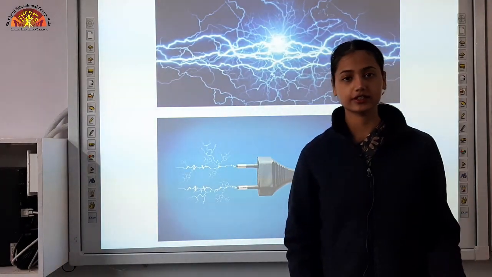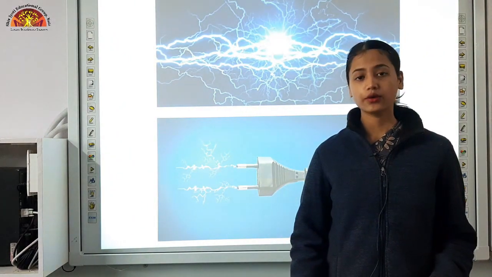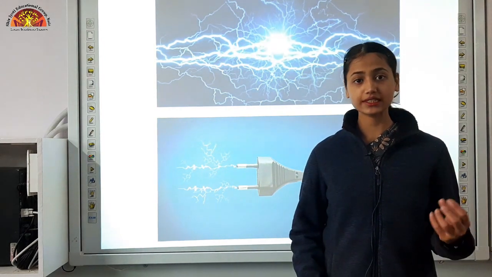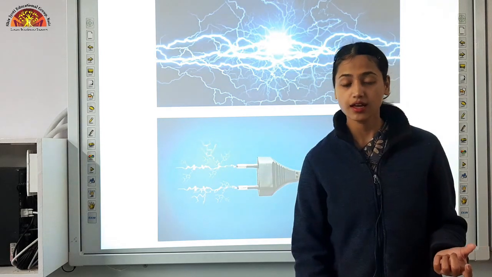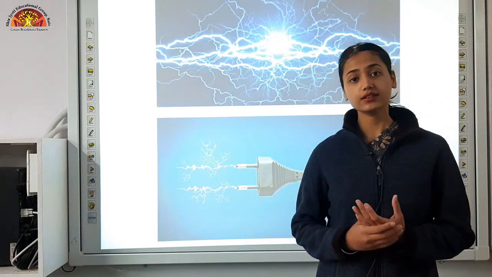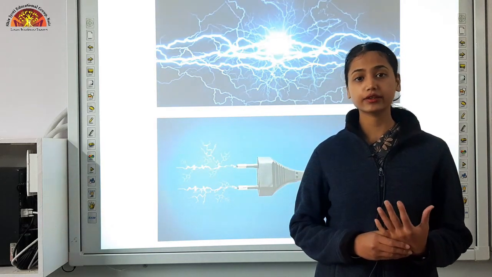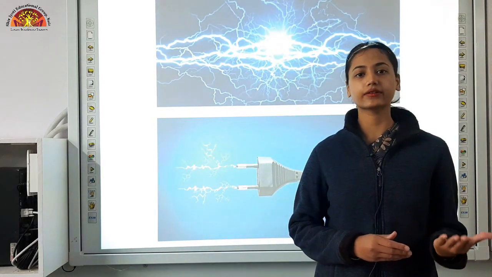Now in winters we wear woolen clothes. When we take off our woolen or nylon clothes, we see a spark of light in the dark. Or sometimes when a plug is loose in its socket, we again see a spark of light. This is an electric spark, that is, an electric discharge.